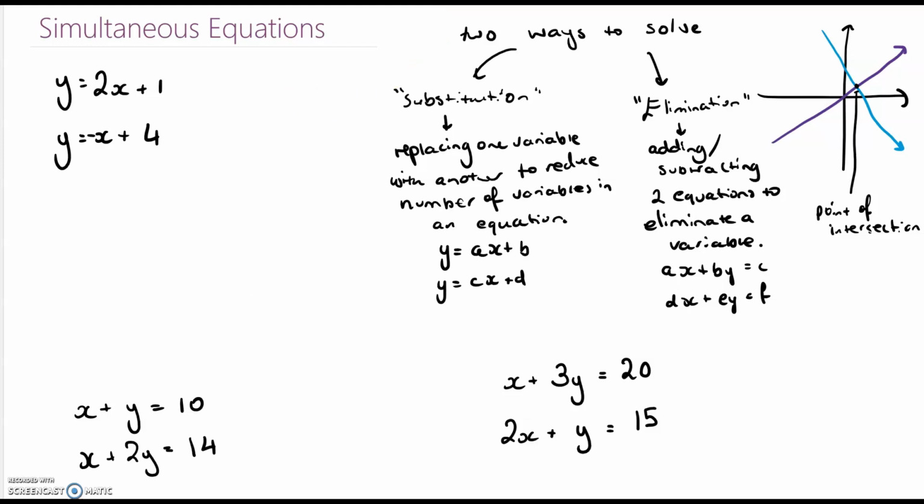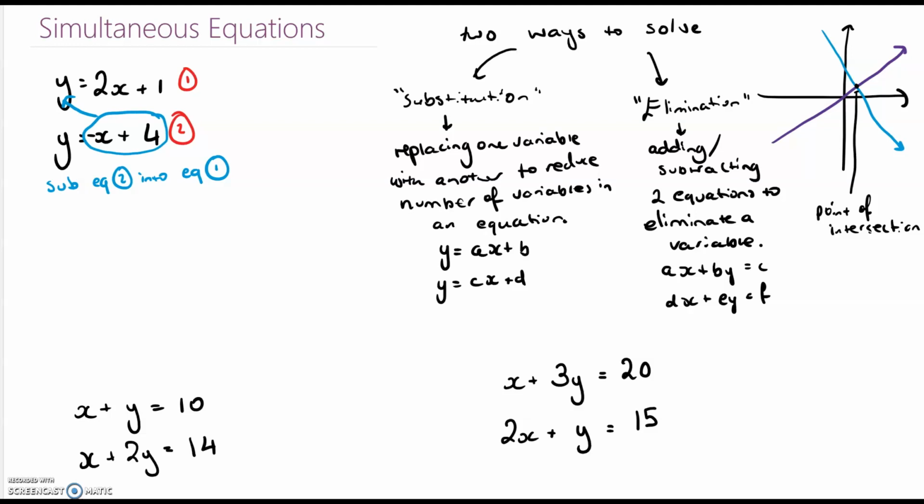So we've got this first equation, which is y equals 2x plus 1. Gradient 2, y-intercept 1. And the second one, y equals negative x plus 4. So gradient negative 1, y-intercept positive 4. I'm going to call this one equation 1 and this one equation 2. And I'm going to sub equation 2 into equation 1. I'm going to do that by replacing the y in equation 1 with the negative x plus 4 in equation 2.